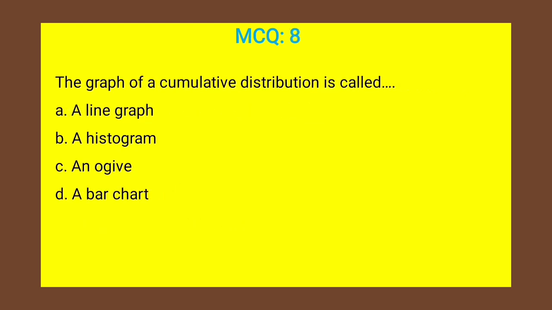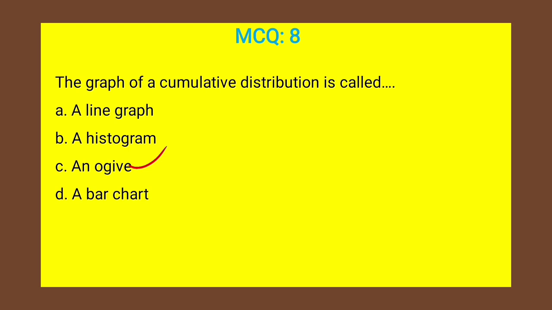Question 8. The graph of cumulative distribution is called what? A, a line graph, B, a histogram, C, an ogive, and D, a bar chart. So what do you think will be the answer? So the answer is what? An ogive in that case. So let's take note of that.